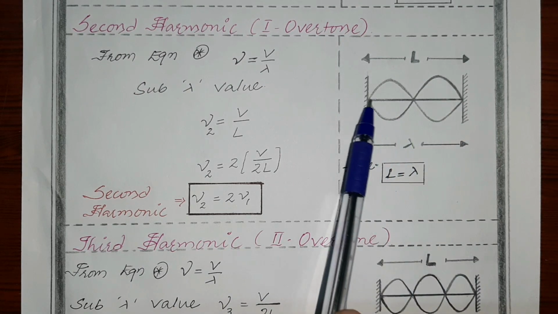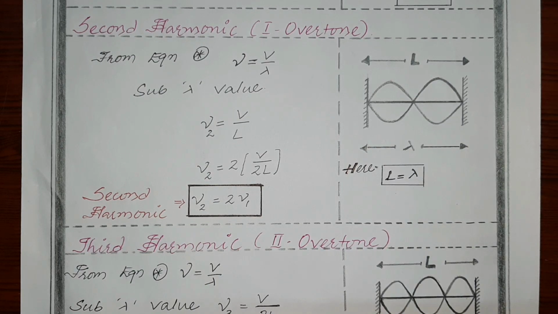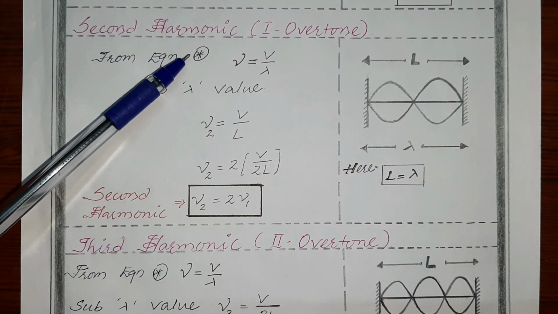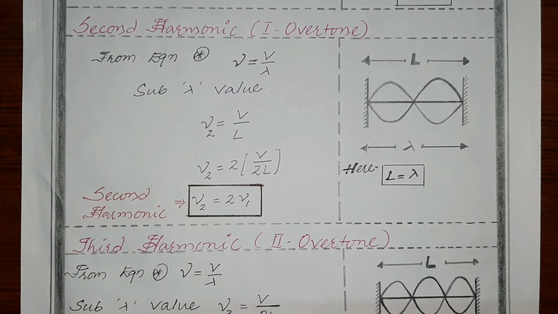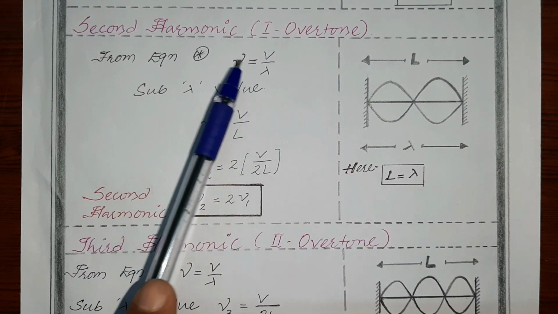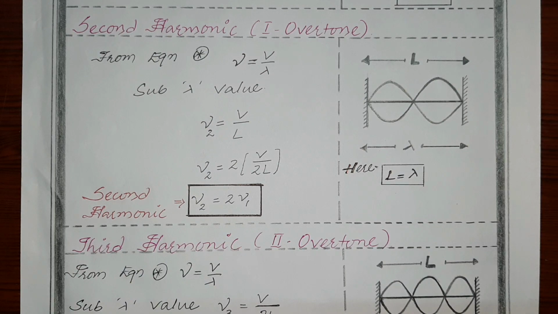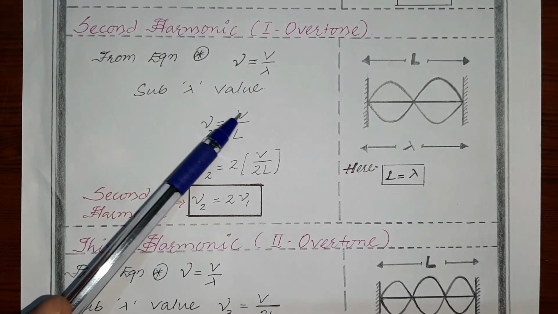And we know the distance between two alternate nodes is lambda, so that I can equate this L and lambda. So here we have L is equals to lambda. Now from equation star, that is from wave equation, nu is equals to V by lambda. Now substituting the value of lambda from this equation, so I can substitute lambda is equals to L. So in the place of lambda, I'm going to substitute L. So nu 2, this is second harmonic, which is also called first overtone, that is equals to V by L.